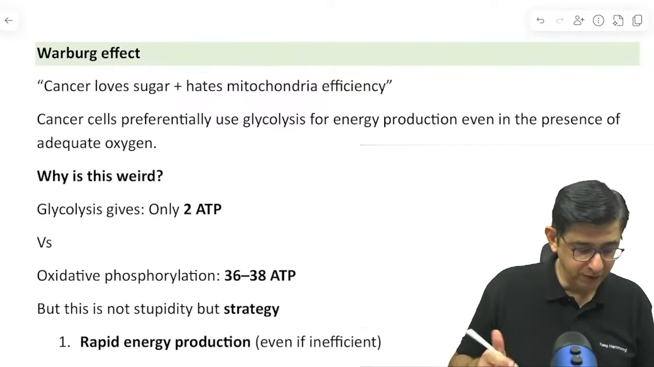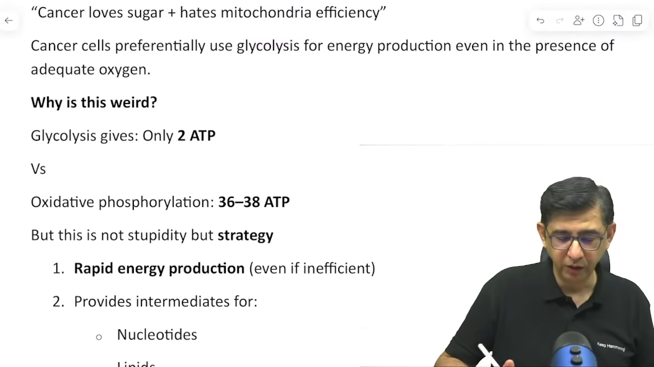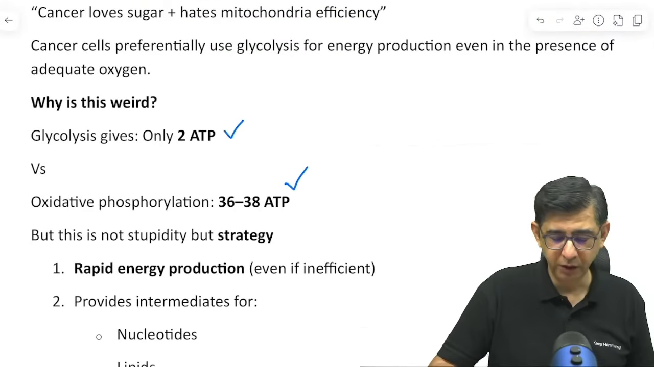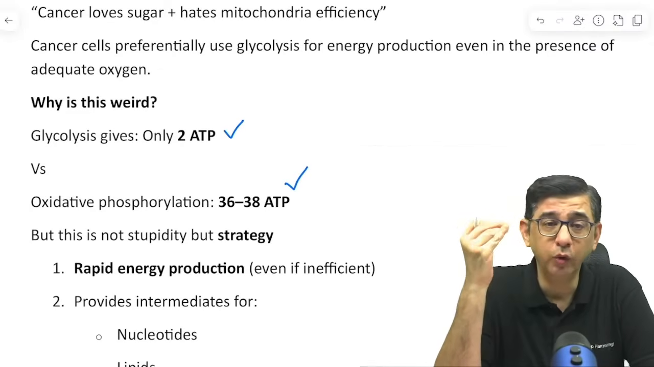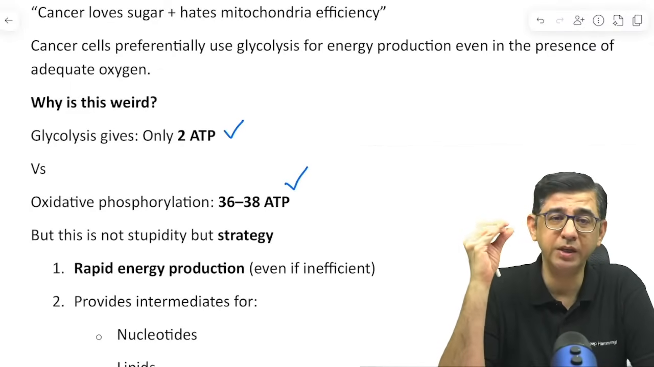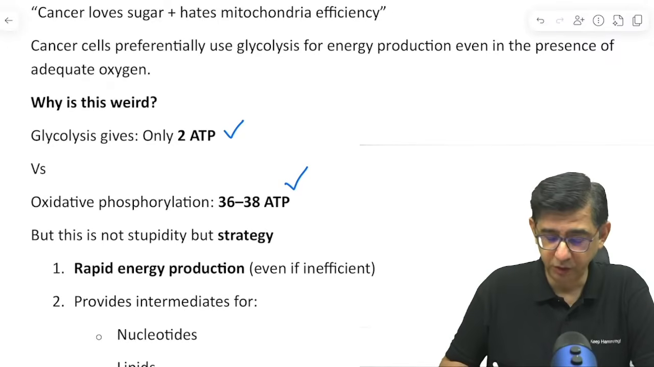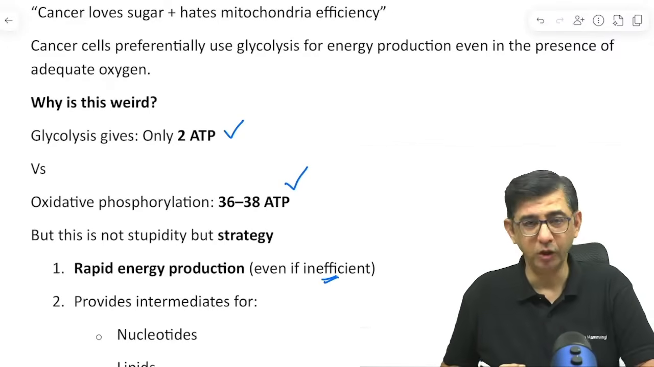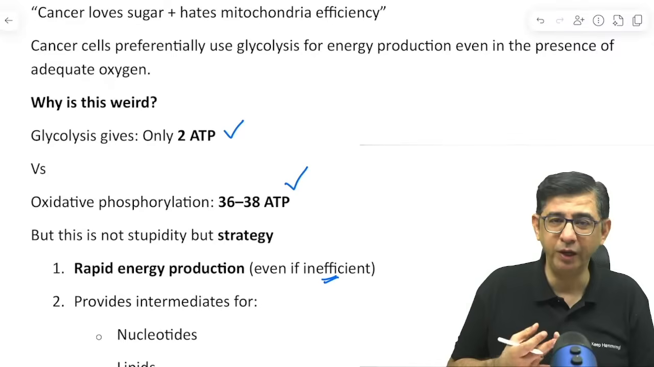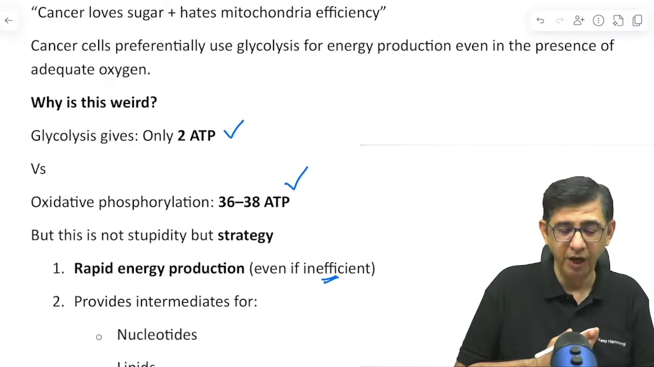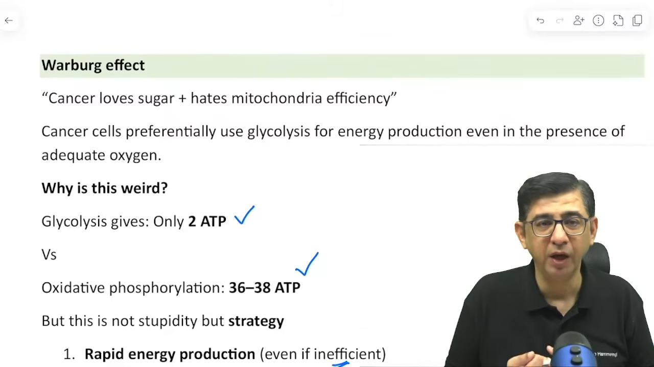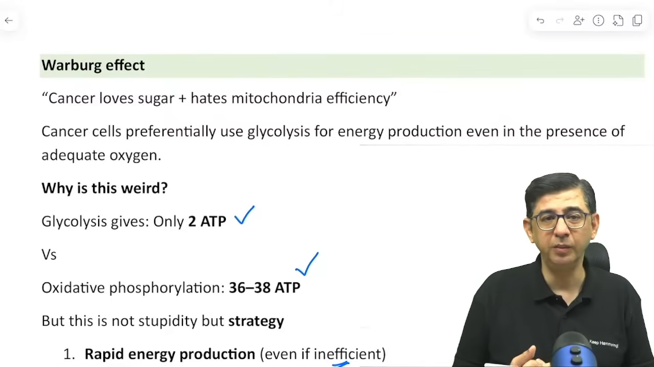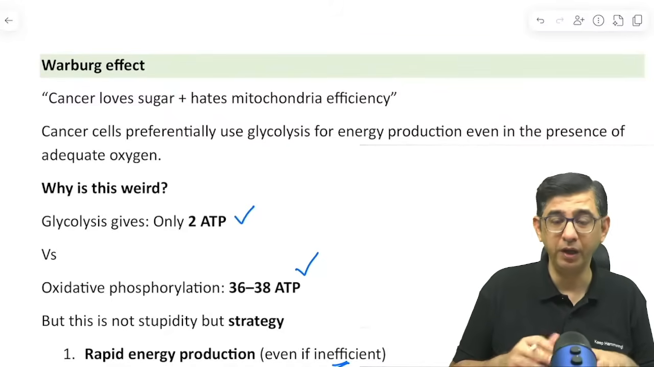Now, why is this weird? The weird part is that glycolysis gives us 2 ATP, oxidative phosphorylation gives 36 to 38 ATP, but the cancer is saying I need only one thing, keep giving me energy, even inefficient energy, because it needs nucleotides, it needs amino acids, it basically needs proteins. So what I'm trying to explain to you at the moment is what you call the Warburg effect. Warburg effect is basically a process where there is aerobic glycolysis.